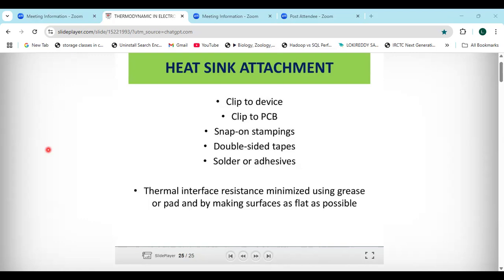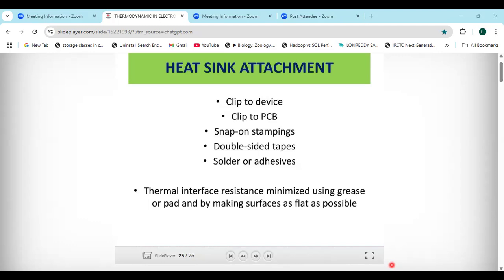So here heat dissipation is also a critical aspect. Heat dissipation is a critical aspect of electronic system design. As circuits become denser and power levels rise, managing heat effectively is crucial to ensure the reliability, performance, and lifespan of electronic devices.